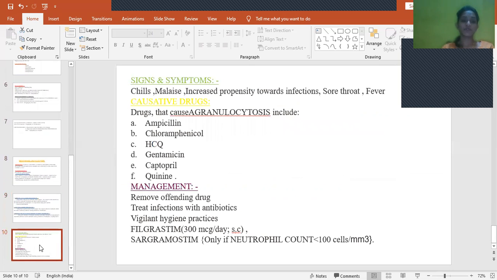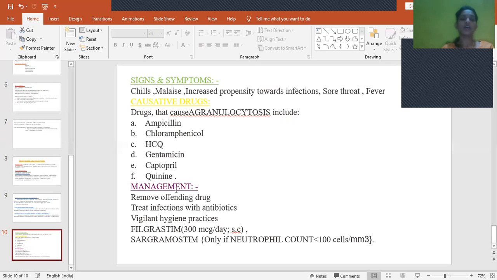The signs and symptoms include chills, malaise, increased propensity towards infections, sore throat and fever. In all these cases, they are at high risk of getting infections. The causative drugs include penicillins like ampicillin, chloramphenicol, hydroxychloroquine, gentamicin, captopril, and quinine. These are the drugs that cause drug-induced agranulocytosis.